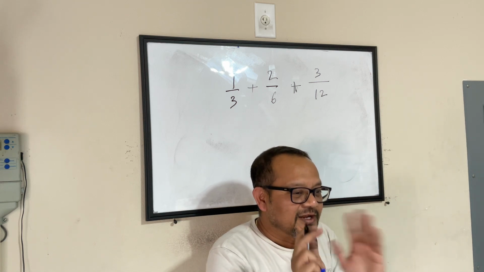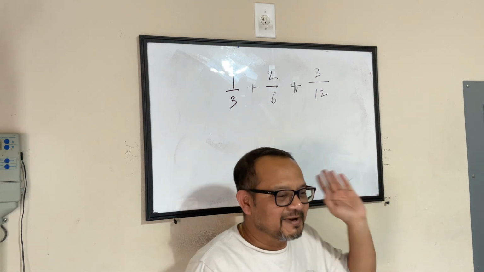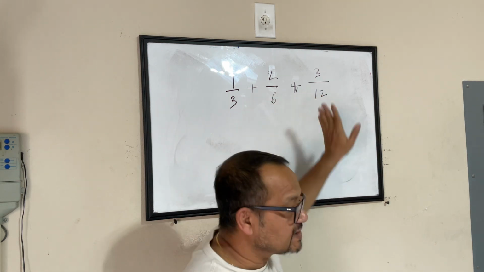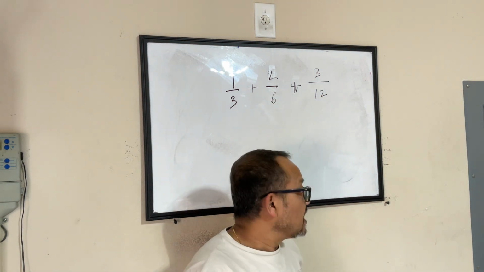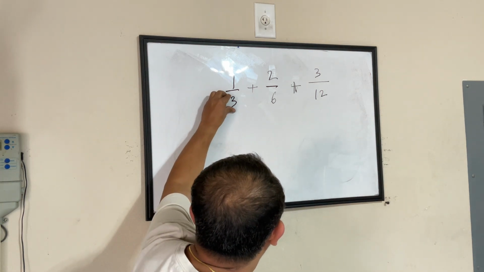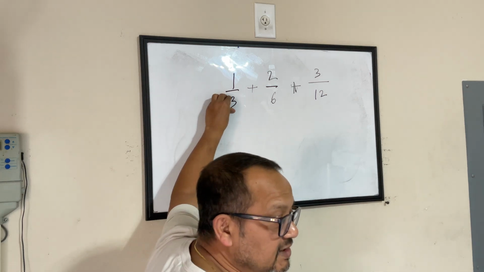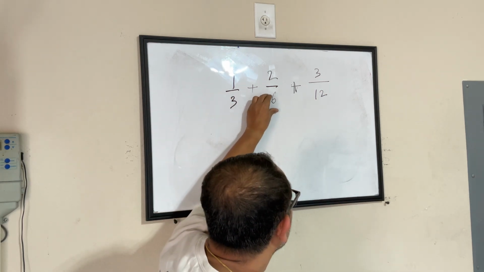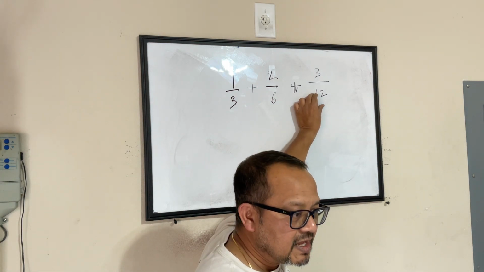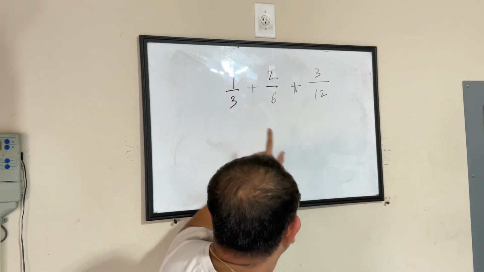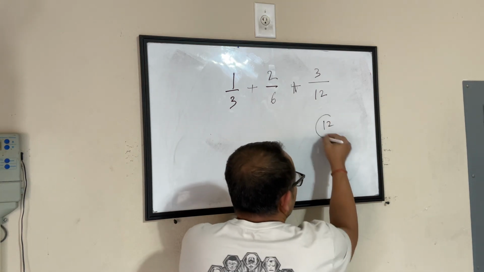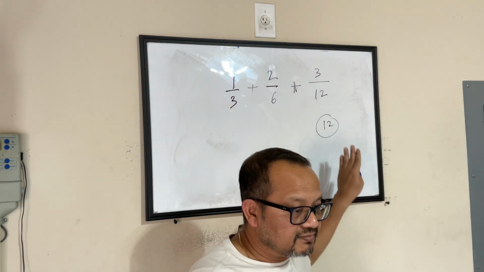So here, I have to solve this problem, 1 by 3 plus 2 by 6 plus 3 by 12. When I look at this problem, what do I see here? One has a denominator 3, another has a denominator 6, and another has a denominator 12. The interesting fact is, the biggest of all the denominators is 12. Yeah?